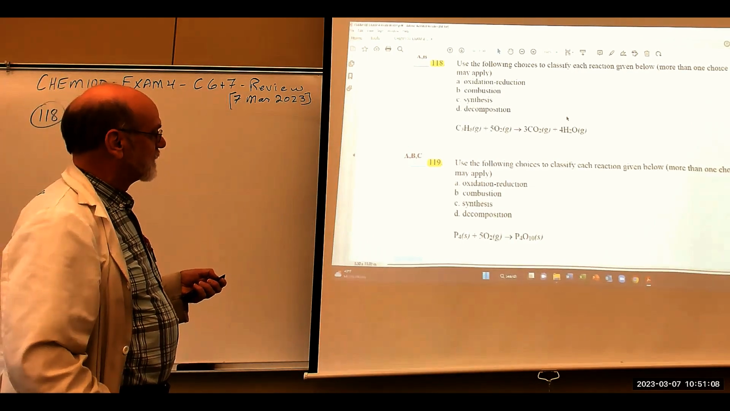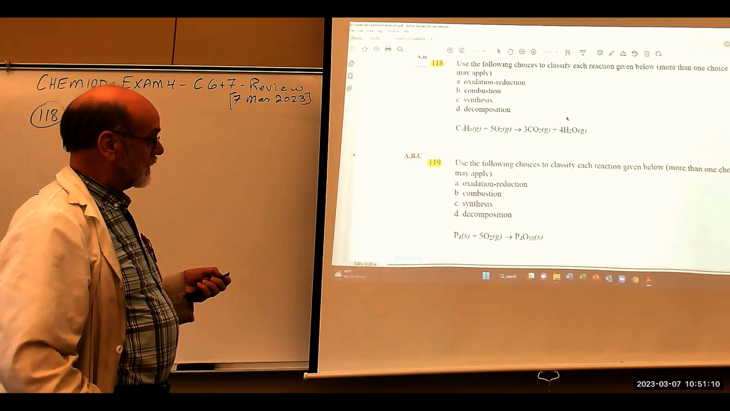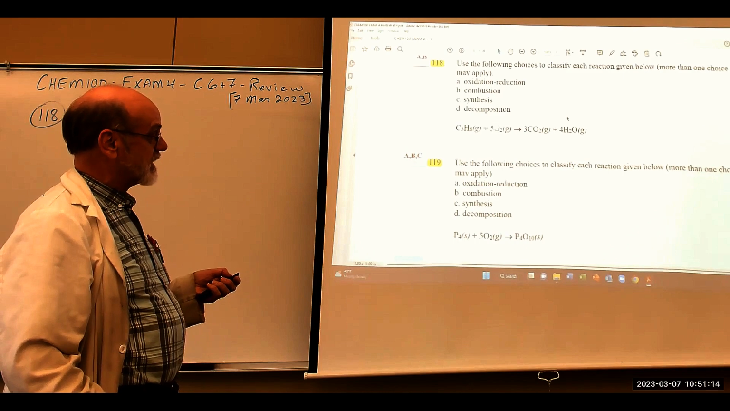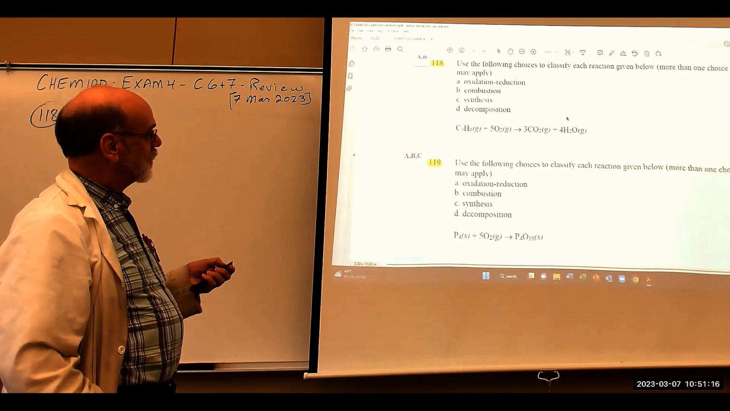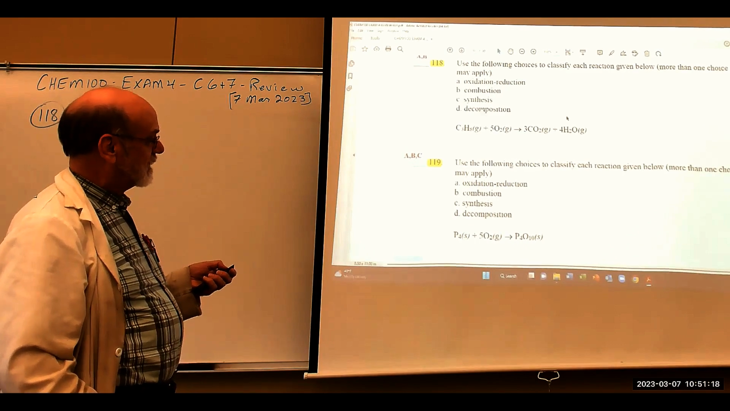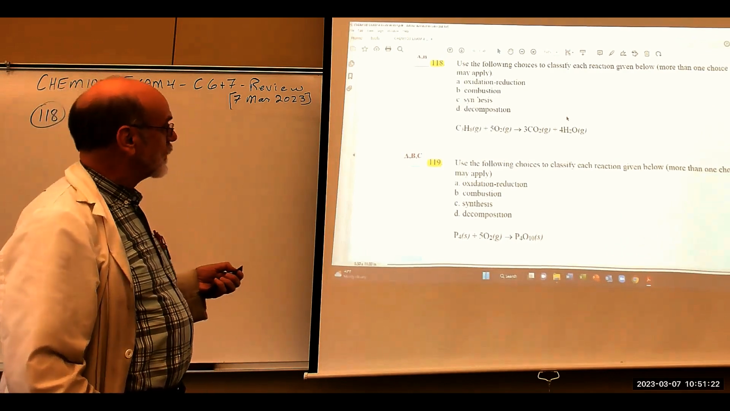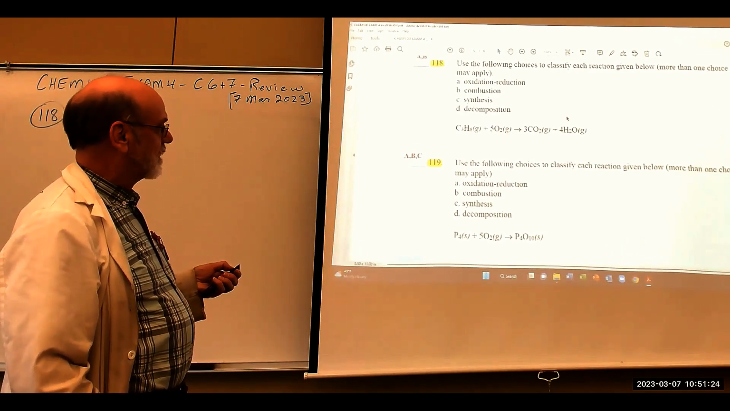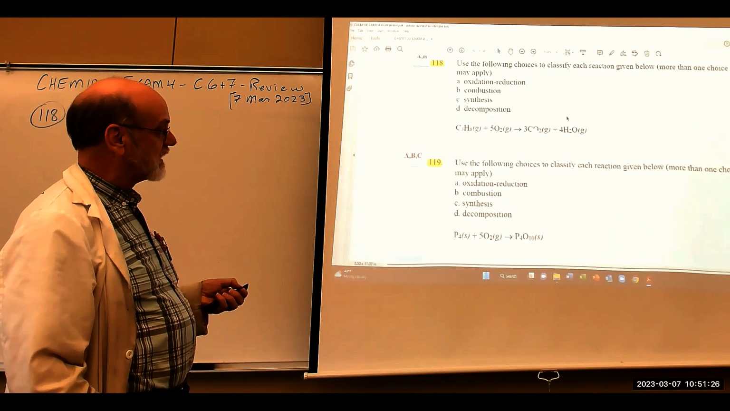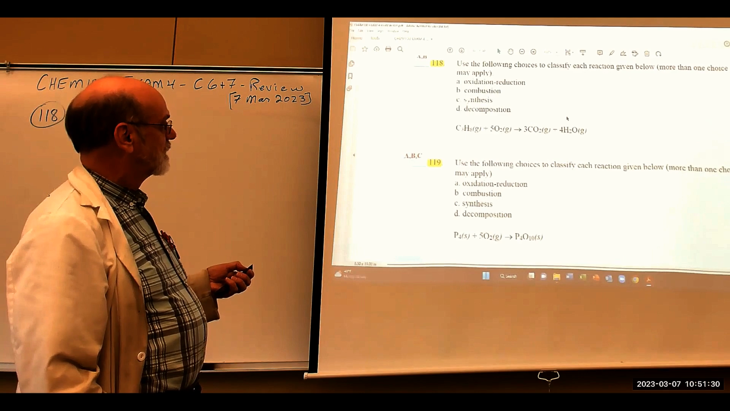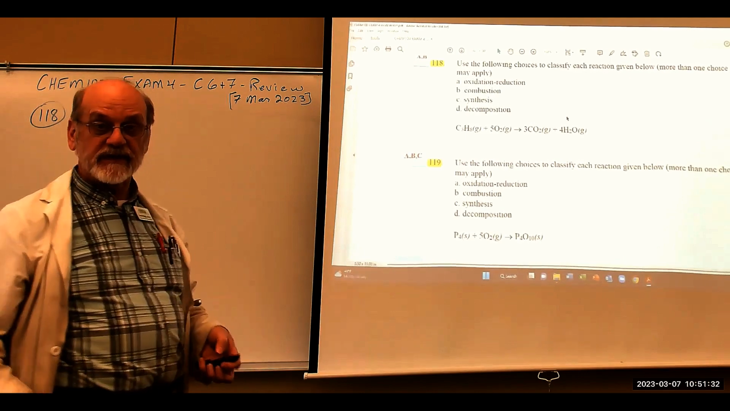So what do we have here? We've got a hydrocarbon with oxygen makes carbon dioxide and water. That is a combustion reaction. So B is a candidate. Remember, all combustion reactions are redox reactions. So it's also A and B. It's not a synthesis. We're not making something complex out of simple, and it's not a decomposition. So A and B are the only two possibilities.